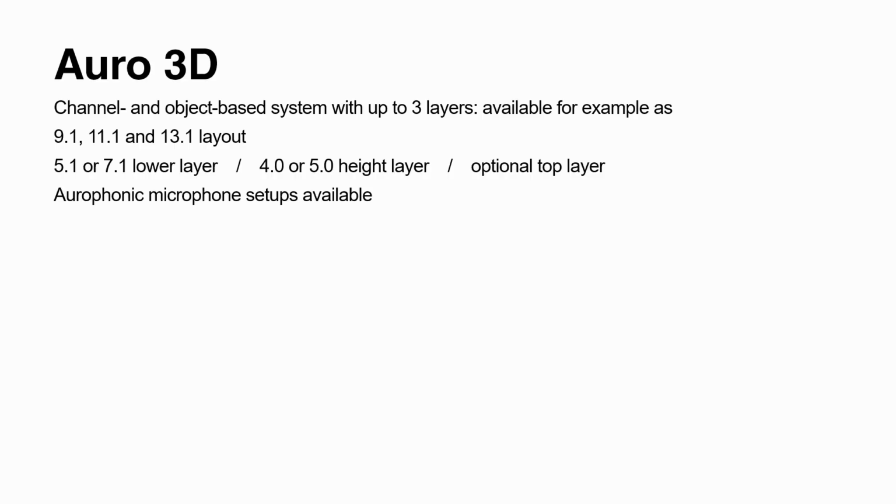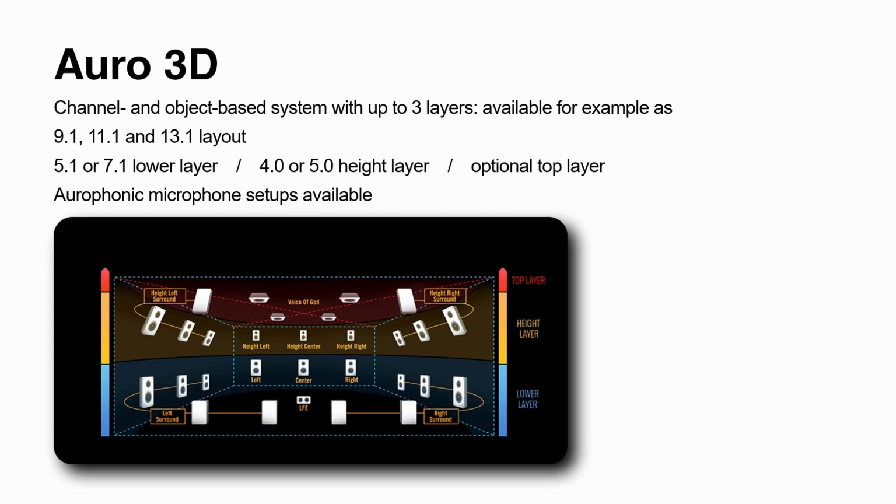Auro 3D looks a little bit different as the ceiling speakers are mounted in a different manner. As already said, it offers up to 3 layers of speakers around the audience and most popular anywhere between 9.1, 11.1 and 13.1 layouts. It works as the following. Auro 3D takes the already existing base layer of a traditional surround format like 5.1 or 7.1 and is adding a 4-channel or 5-channel height layer directly above it. So that means above the left speaker, for instance, you have a height left, and above the right speaker, you have a height right, and so on.